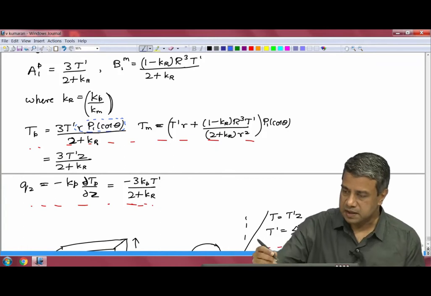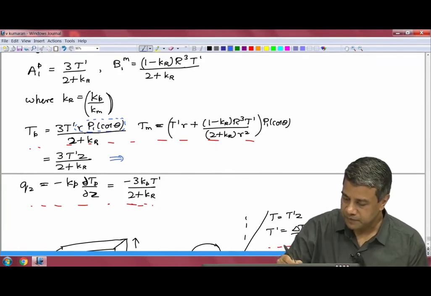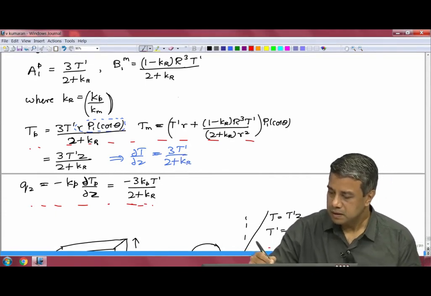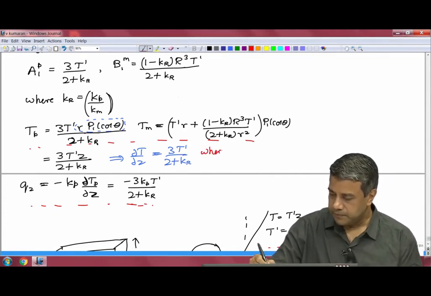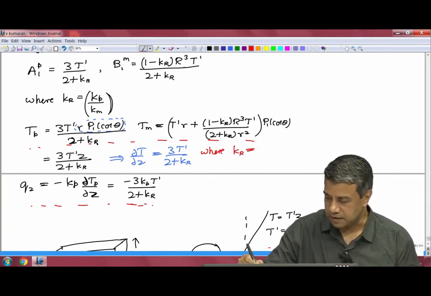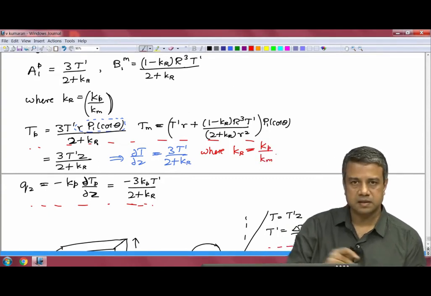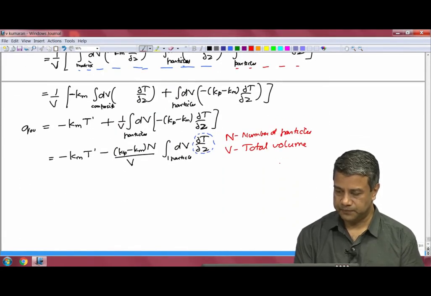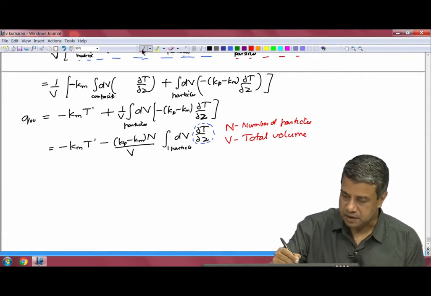So, this implies that ∂T/∂z is equal to 3T′/(2 + Kr), where Kr is the ratio of the thermal conductivities of the particle and the matrix. That was the solution that we got. So, I substitute that here.